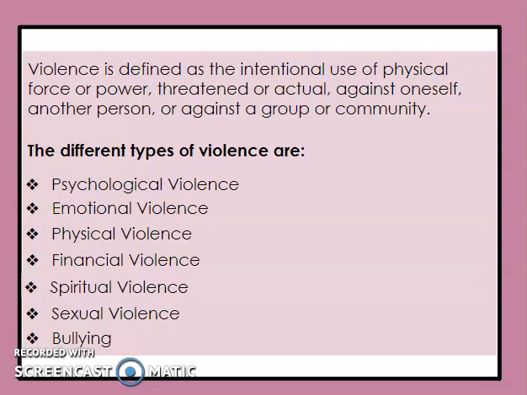So here we go with the definition of violence. It's defined as the intentional use of physical force or power, whether it's threatened or actual, and it could be against oneself, another person, or against a group or community. And there are different types of violence. We see psychological violence, emotional violence, physical violence, financial violence, spiritual violence, sexual violence, and bullying. And of course, we're going to talk about each one of these in the next couple of minutes.